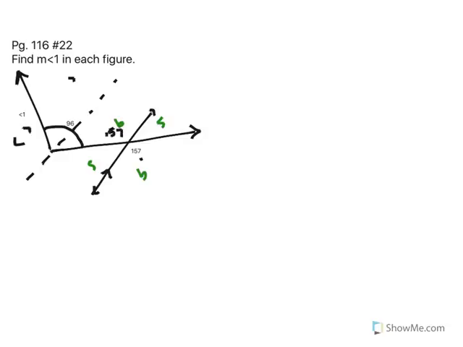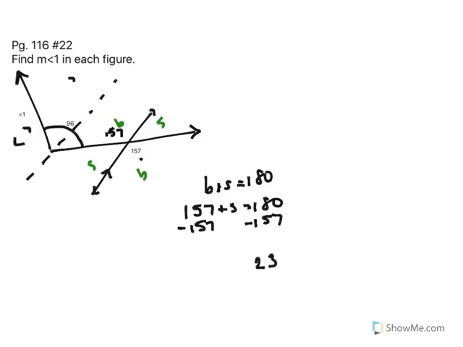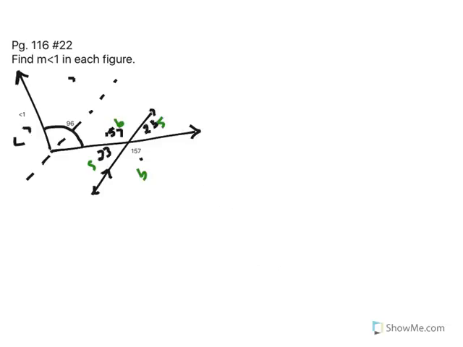so I know that this is going to be 157, and I know that big plus small is 180. So my big is 157, plus my small, I don't know, is 180. Minus 157, minus 157, I get 23. So my small is 23 down here. All right, so that's a little less daunting now.